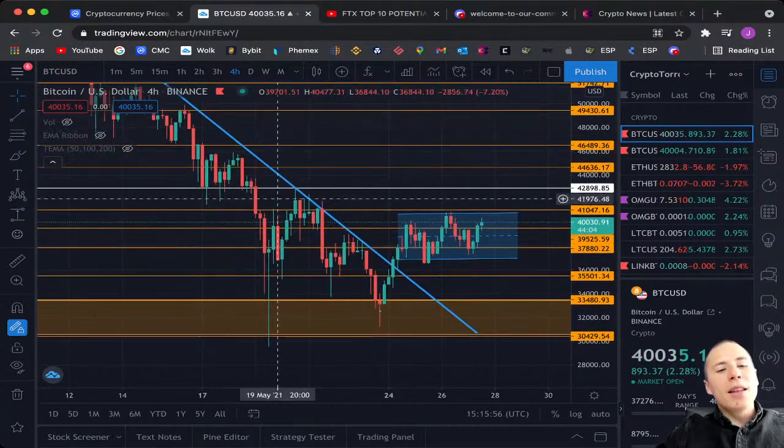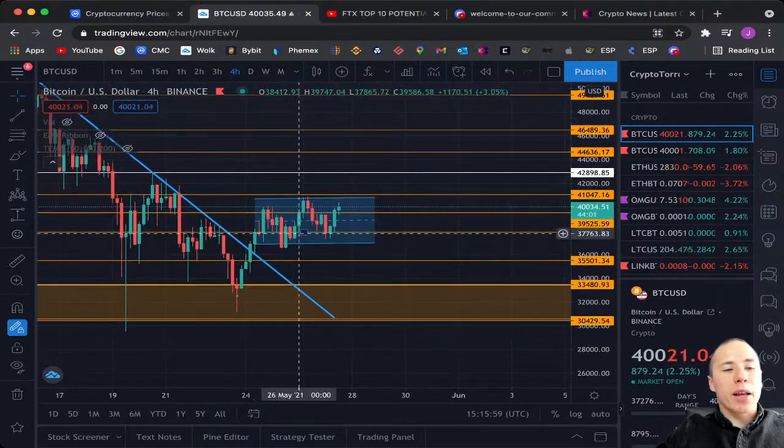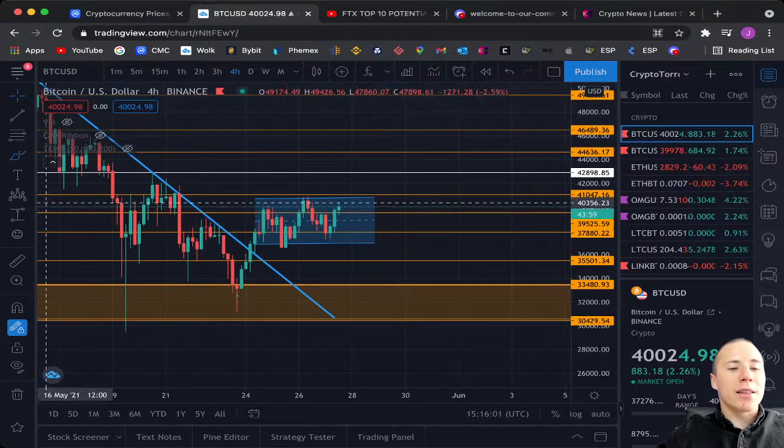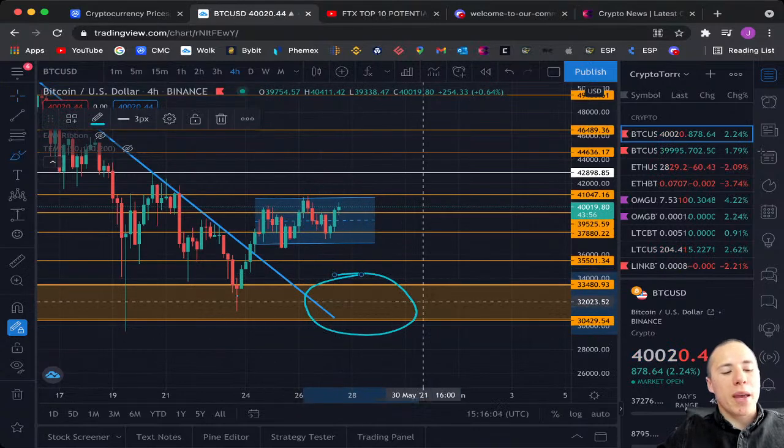So that is just my personal opinion, that we won't be breaking towards the downside, but if we break towards the downside, this orange box will serve as major support.